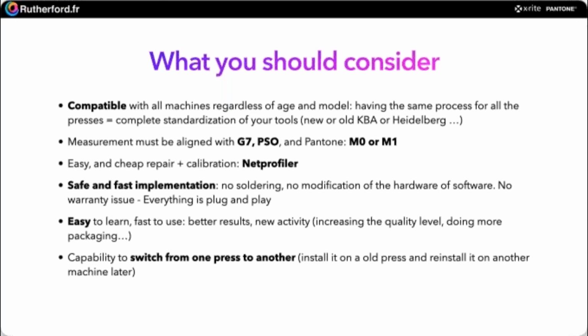Something that is a little bit tricky, and many clients didn't get the point, and it's very important. If we're speaking about G7 and PSO, the standard here is using M0 or M1 measurement condition. Many press manufacturer systems are in M3. So it means that when you're checking the color with these systems, you've got a difference between the standard and the measure. That's not good.